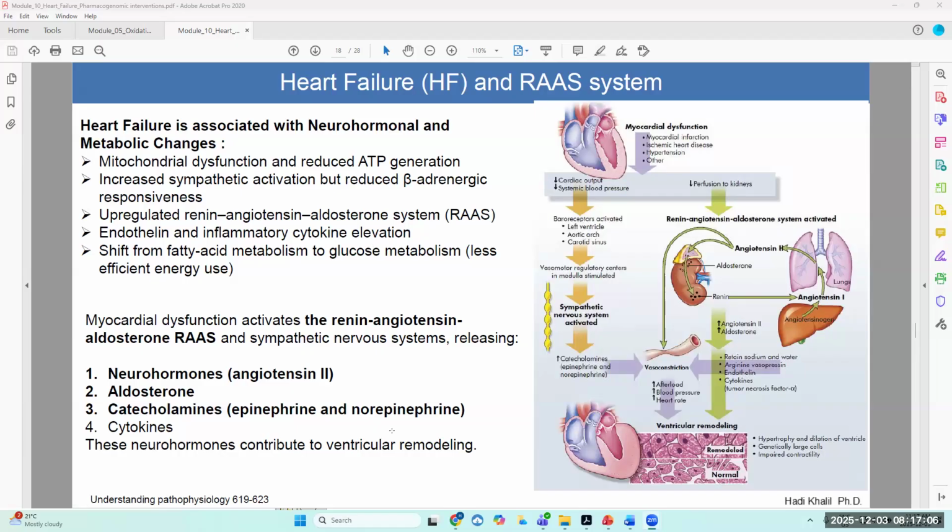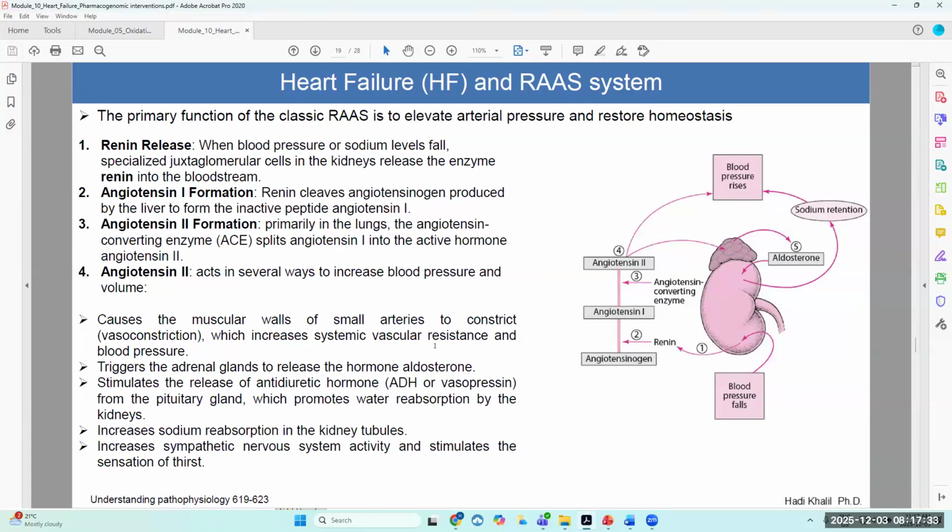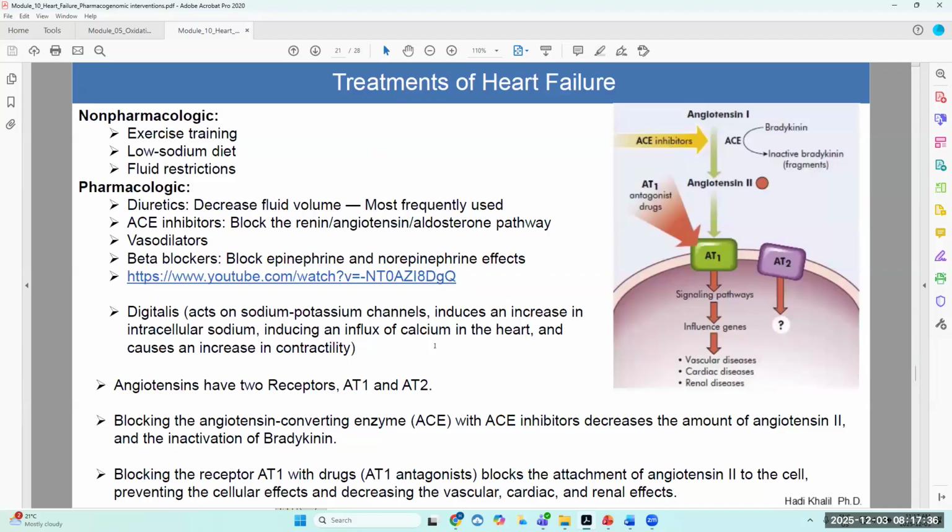So this is a very important aspect you have to really remember. The RAS system, how does it work? How is it stimulated? What is the role of these hormones, the angiotensin, the aldosterone, and epinephrine, norepinephrine? So the way the question was formulated for you here, it pointed to an outcome that probably we discussed in the pharmacogenomics here. So the beta blockers.